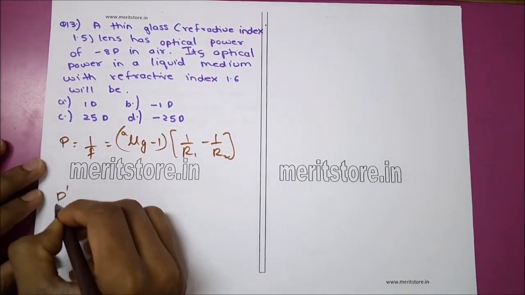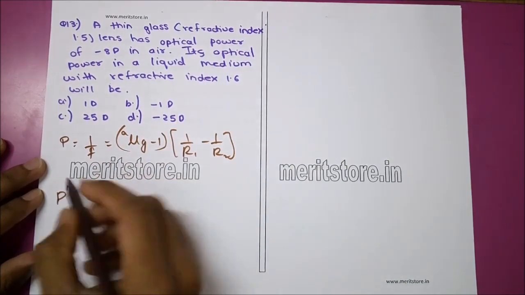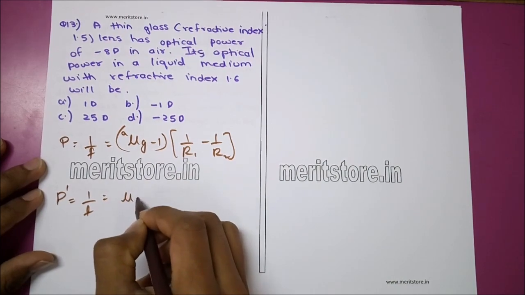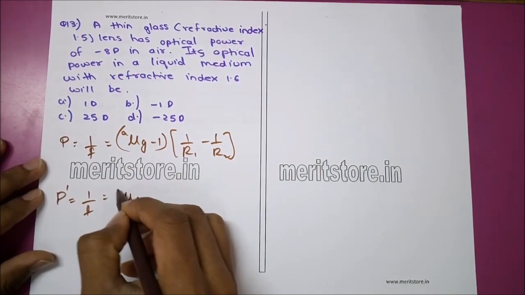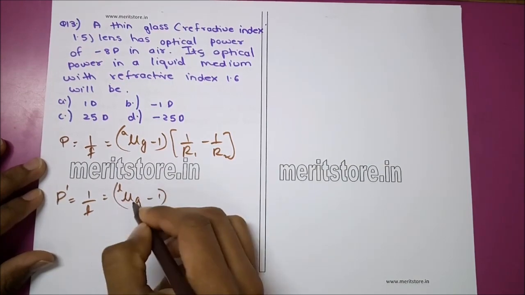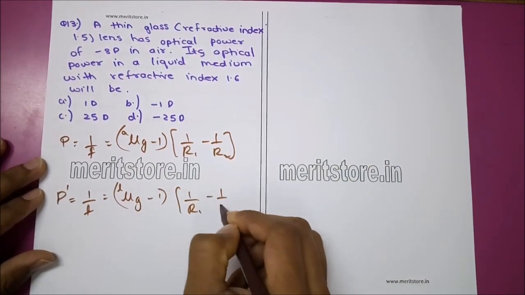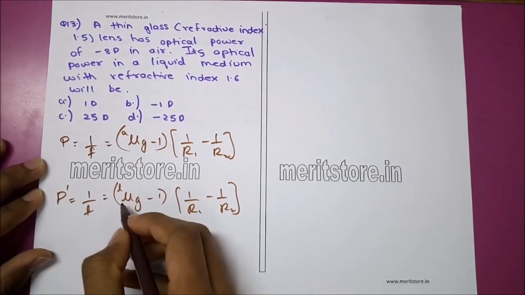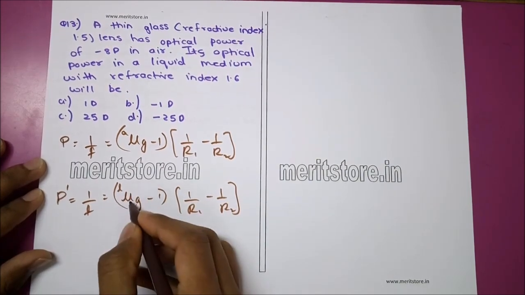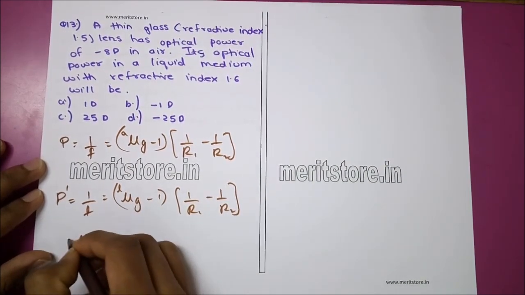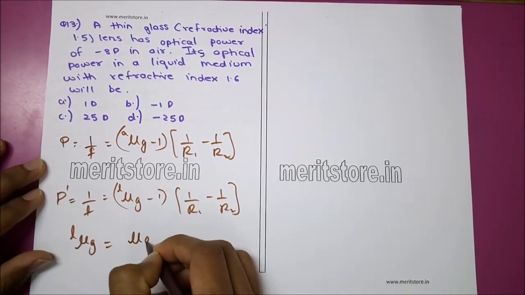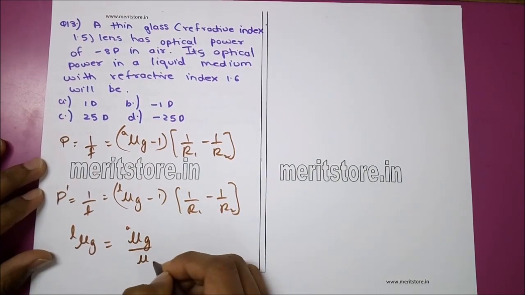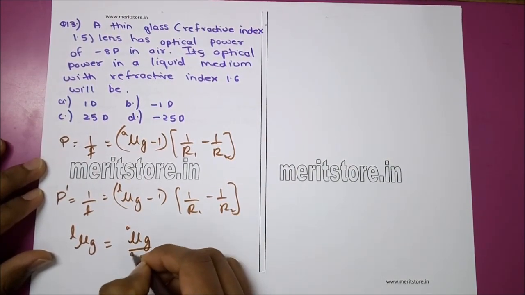Similarly, power in the medium or liquid of refractive index 1.6 can be given as mu of glass, but with respect to the medium now, or the liquid, minus 1 times 1 upon r1 minus 1 upon r2 again. So the value of mu of glass with respect to liquid can be given as mu of glass with respect to air upon mu of liquid with respect to air.